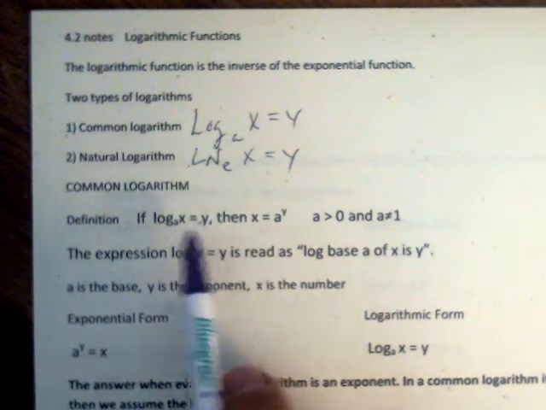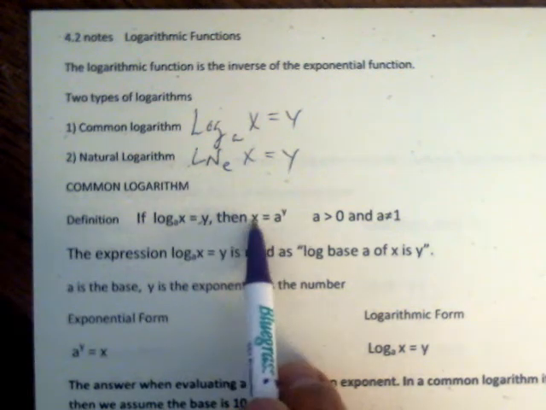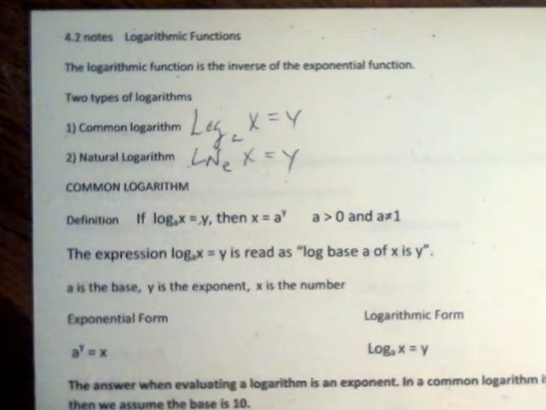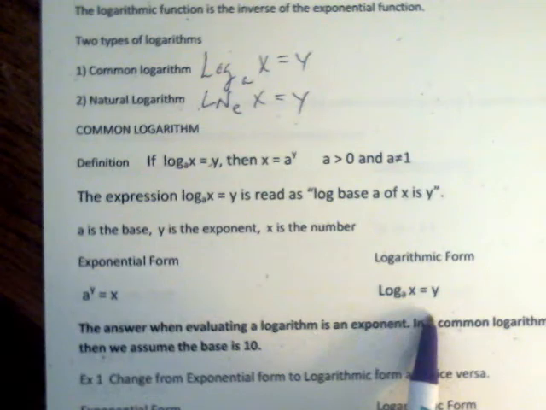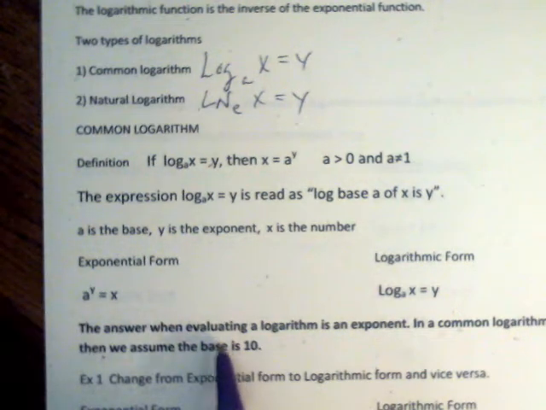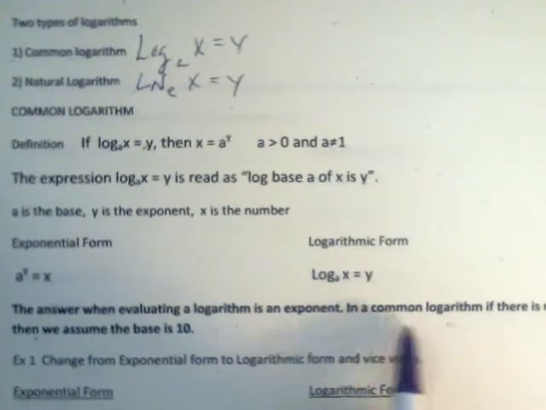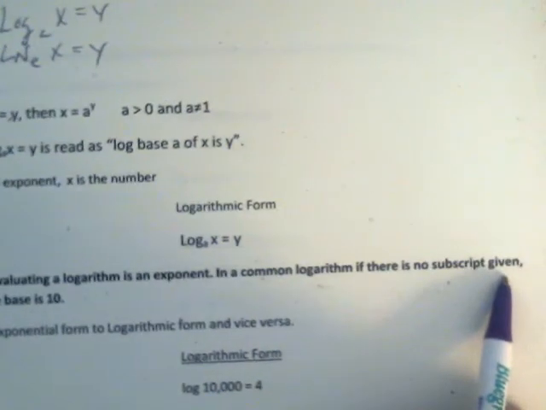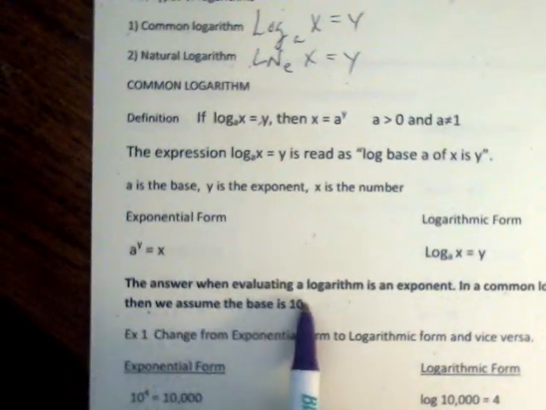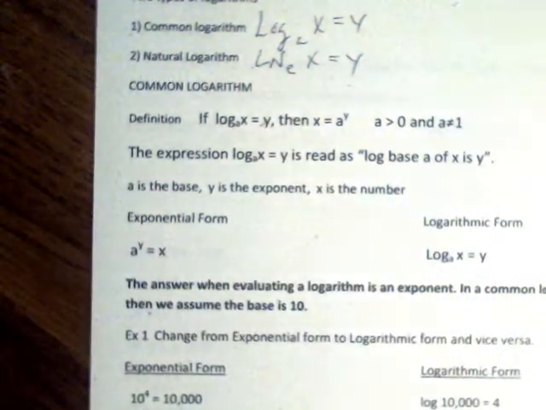If I have 2 cubed, that's 8. So 8 is my result or my number. Now, you've got your exponential form, your logarithmic form. The answer when you take a logarithm of a number is an exponent. And in a common logarithm, if there is no subscript given, then we assume the base is 10. And what I mean by subscript is down here. That's your subscript.